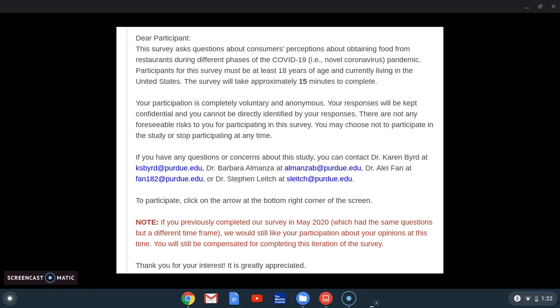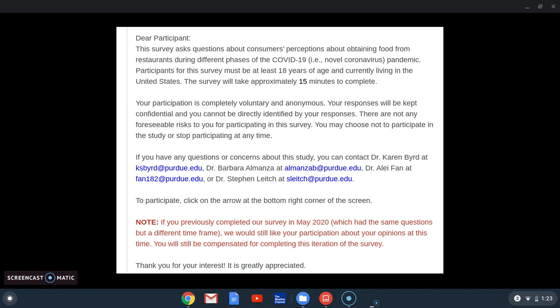Then there's some sort of liability type statements. Your participation is voluntary, anonymous, responses will be kept confidential, and you cannot be directly identified, no foreseeable risks, and you may choose to participate in the study or stop at any time. And when they say stop, they mean you can stop the survey and return the hit, but you won't be paid. So that's the general structure of it.